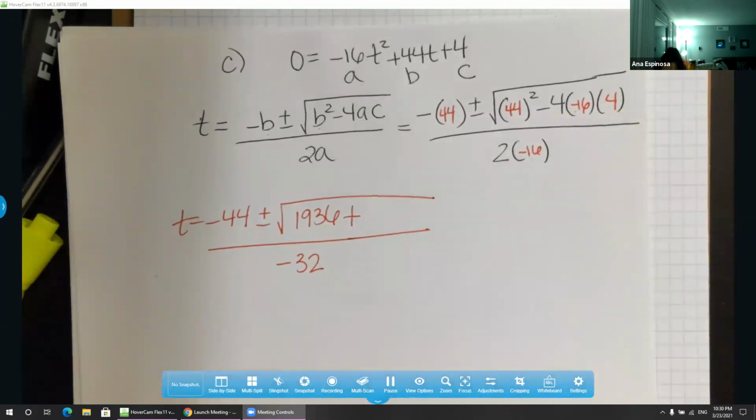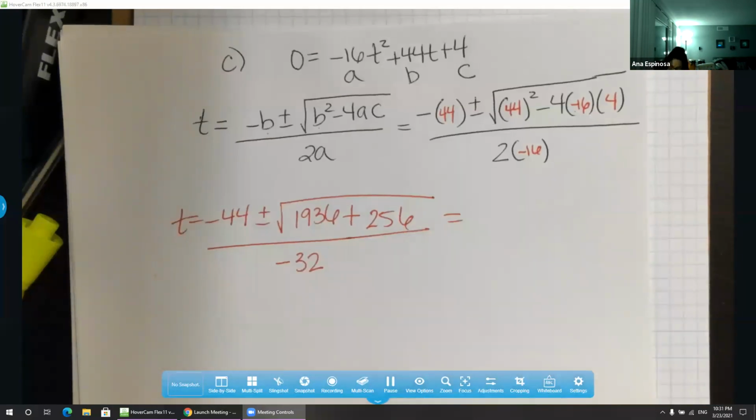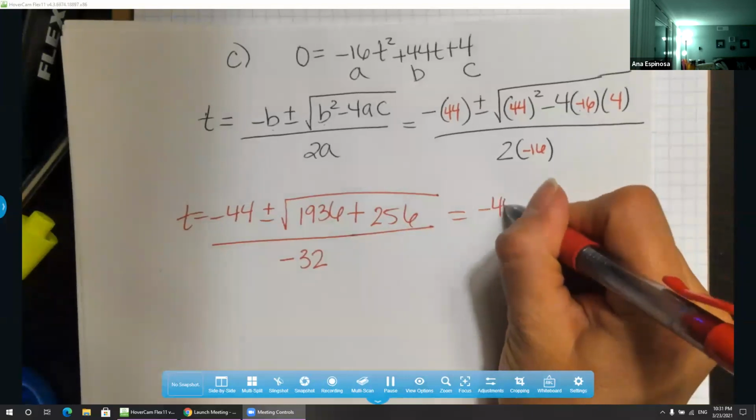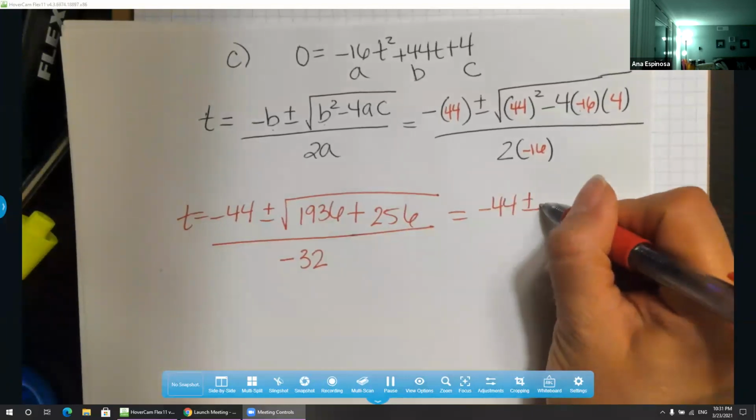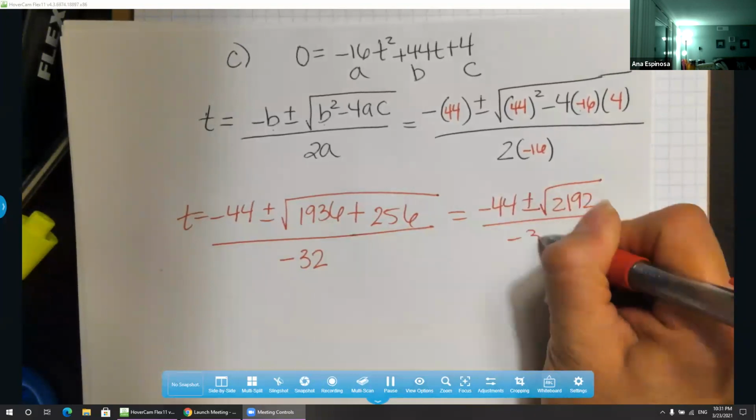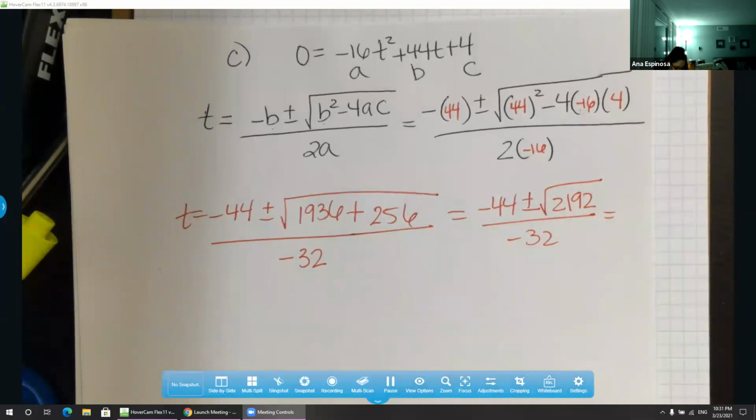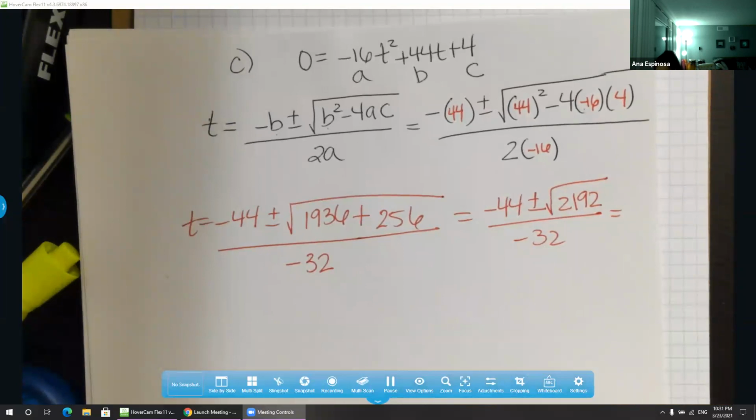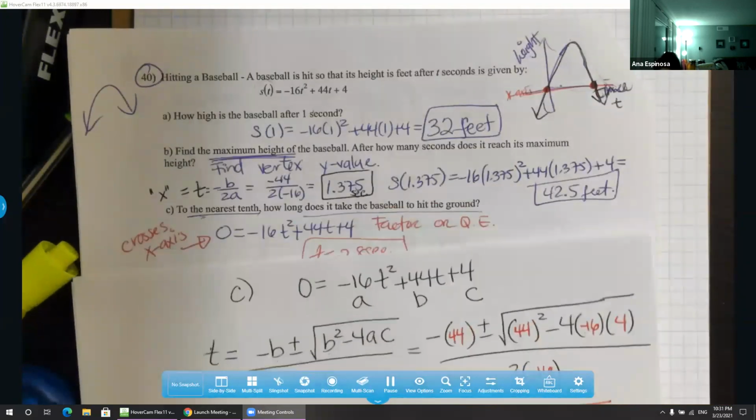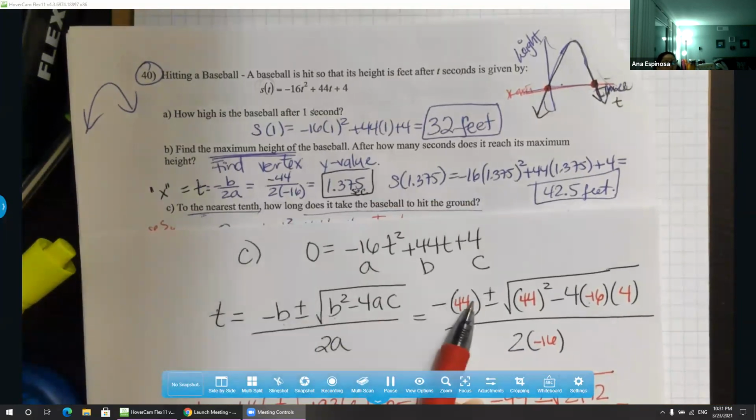So that is 16 times 16, that's 256. And I'm going to add that to 1936. Negative 44 plus or minus the square root of 2192 all over negative 32. Okay, so let's see if 2192 has a perfect square. Nope, it doesn't. But notice, and please always read the question. It says to the nearest tenth. So you will be rounding this.